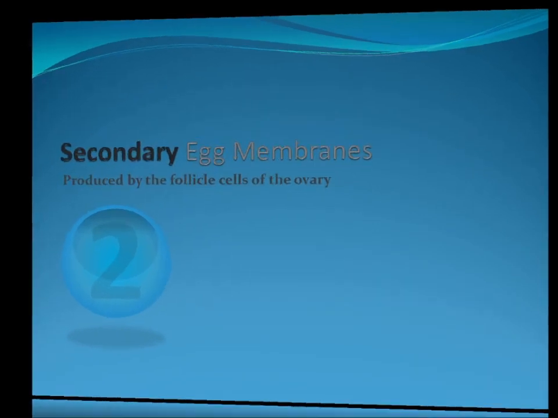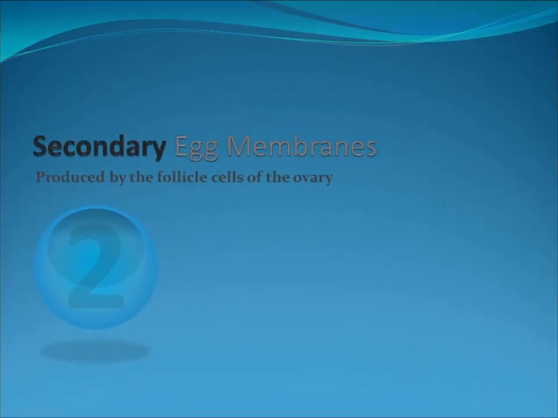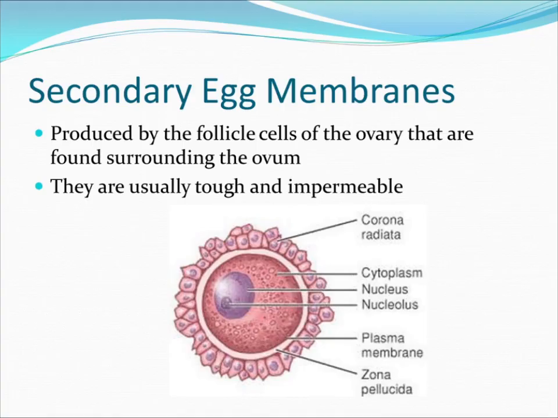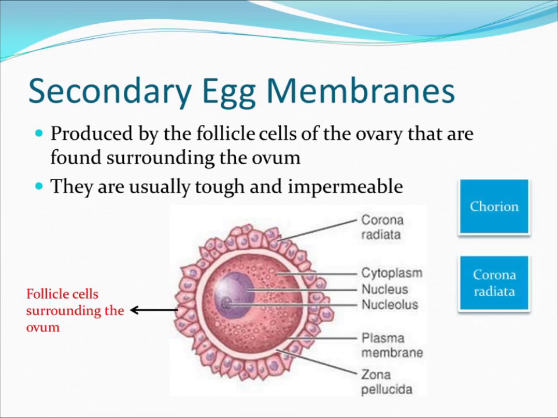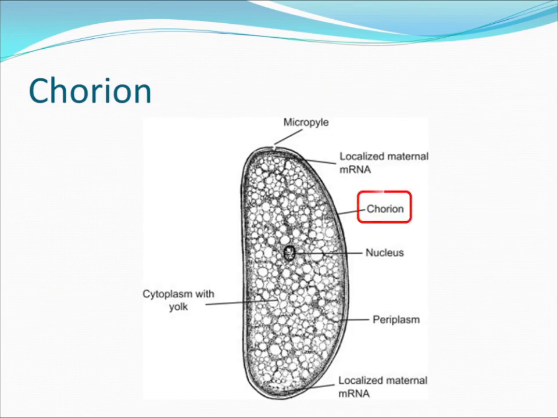And next let us see what are secondary egg membranes and the different types of secondary egg membranes. The secondary egg membranes are either secreted by the follicle cells of the ovary or they are formed of the follicle cells which are surrounding the ovum in the ovary. And the secondary egg membranes are usually tough and impermeable. The secondary egg membranes include chorion and corona radiata. First is chorion.